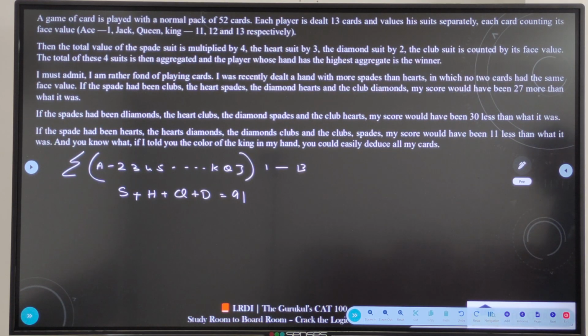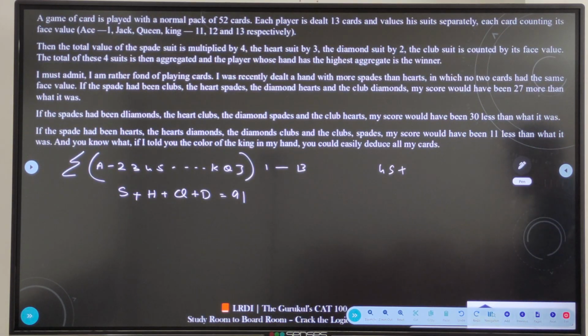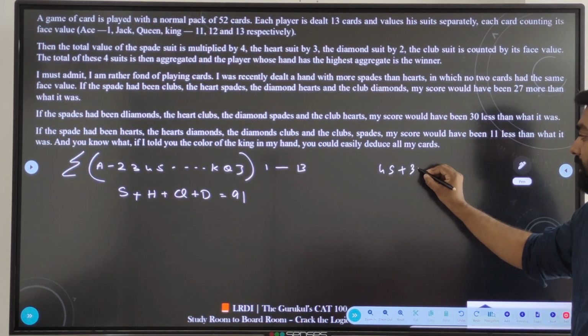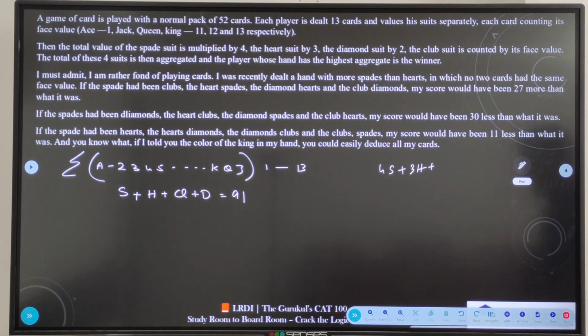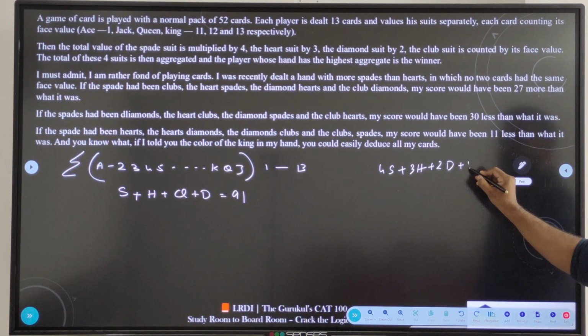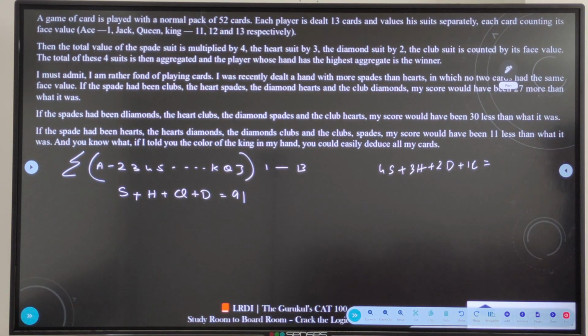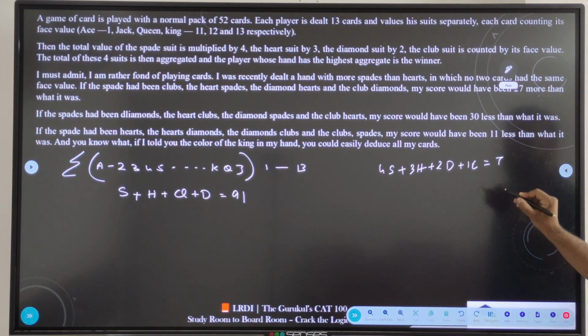If spades are multiplied with 4, so this becomes 4 into spades, plus the hearts are multiplied with 3, so this will become 3H, plus the diamonds are multiplied with 2, so 2 into D, and 1 into club, this will be equal to, what is happening? Some value which we don't know. Let it be some total t.